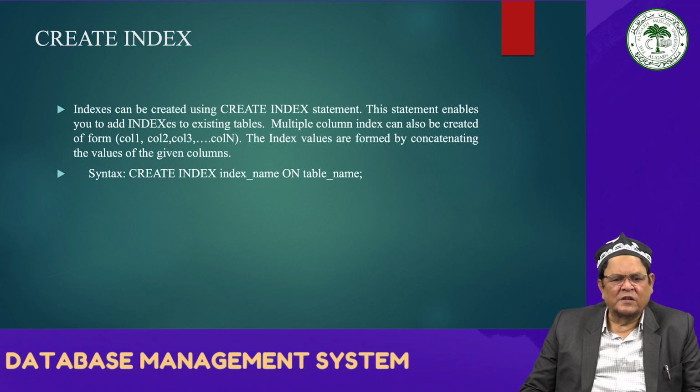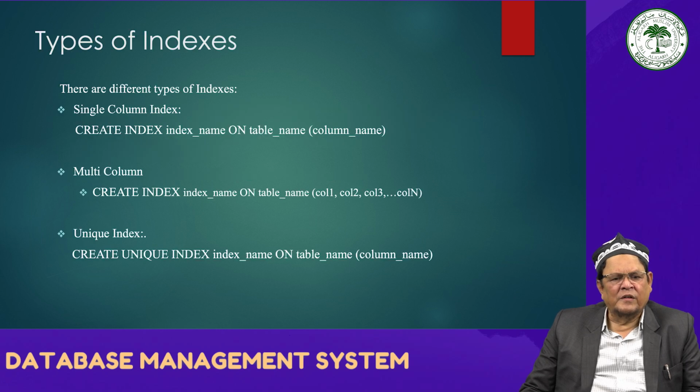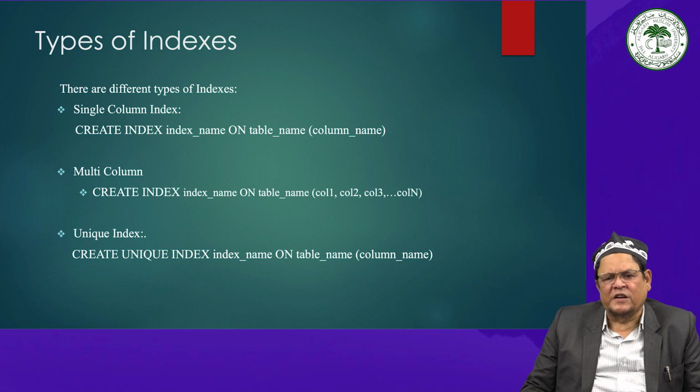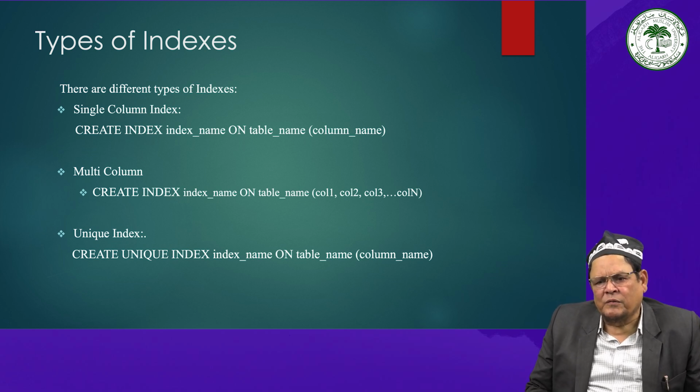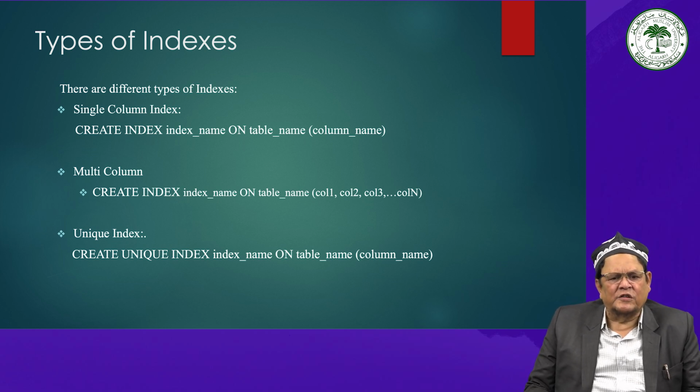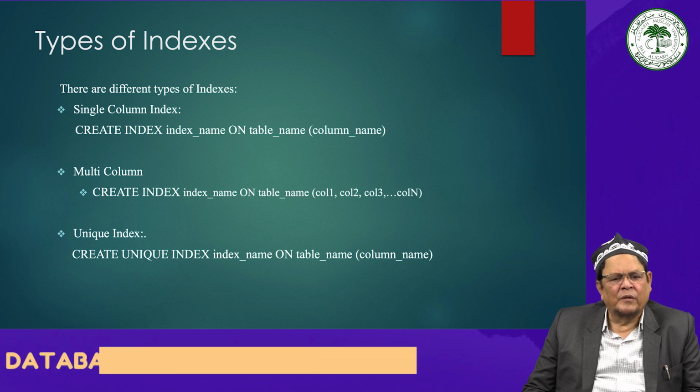Create index index_name on table_name. There are different types of indexes. Single column index. A single column index is created using only one column from the table. This type of index is useful when you frequently search or retrieve data based on a single column. The syntax is create index index_name on table_name, within brackets we write the column name.